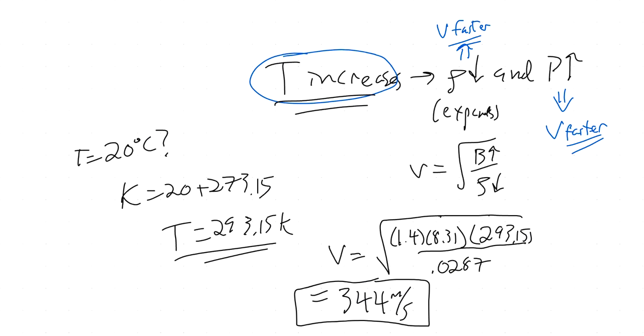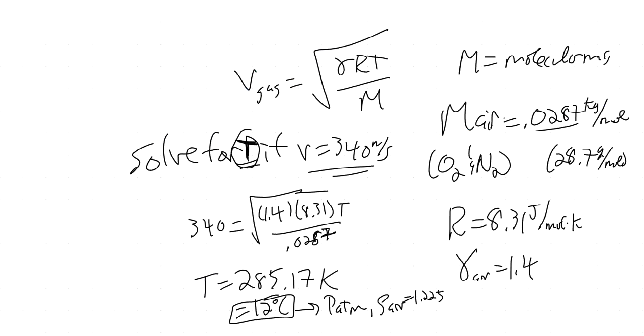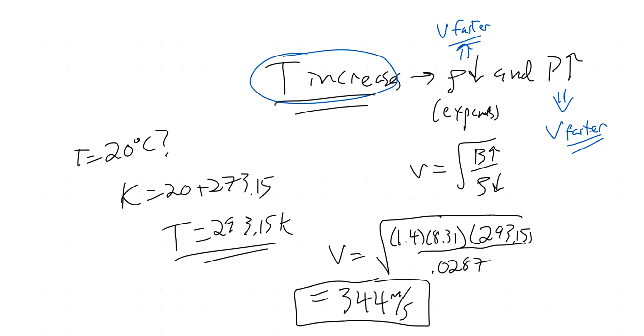But really, you're going to notice the speed of sound in air is quite variable. It's 340 meters per second at 12 degrees Celsius. It's 344 at 20 degrees Celsius, right? So it's really changing depending on what the temperature is. It's very variable, right?